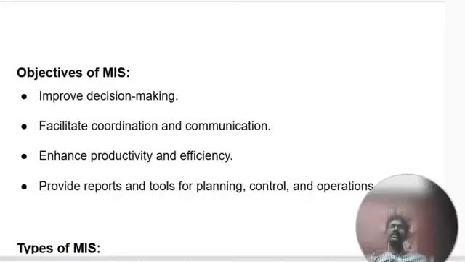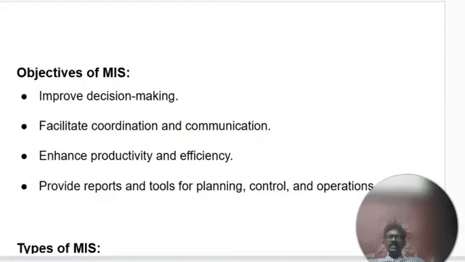Next, let us see the objectives of MIS. Objectives mean what is the purpose, what is the use of using this MIS, right? First, by using this MIS, we can improve decision making. In the previous chapters we have seen that the purpose of an MIS is decision making. So the first objective of an MIS is to improve decision making, making use of an MIS for giving very good decisions, right?